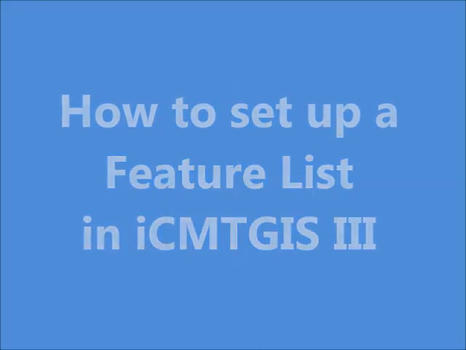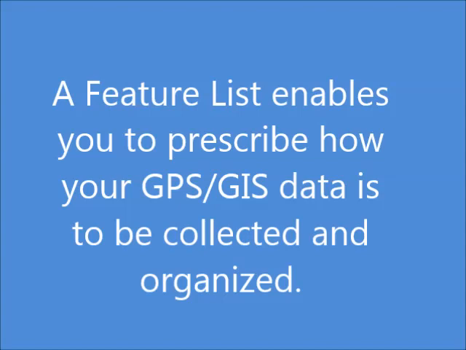Instead of simply going out there and entering the relevant information for each tree you visit, you can make your job much easier by first setting up a featured list in the iCMTGIS 3 app. A featured list helps you prescribe how data is to be collected and organized.